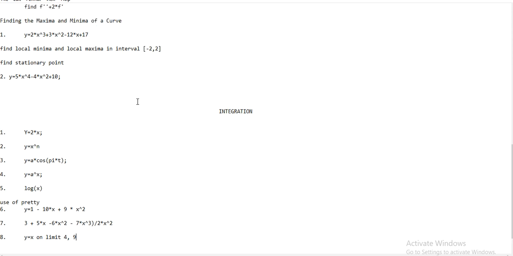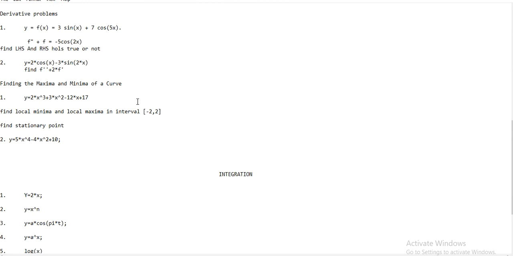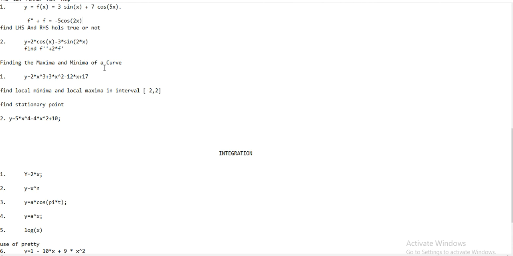Yesterday we solved some differentiation problems. We took some advanced problems, and that was a derivative problem. We found f double prime plus f, and we saw if LHS and RHS hold true or not. Again we solved another problem. The interesting problem was the maxima and minima problem, and we also found the stationary point. We saw what a stationary point is. A stationary point was the point where the slope of a curve was 0.